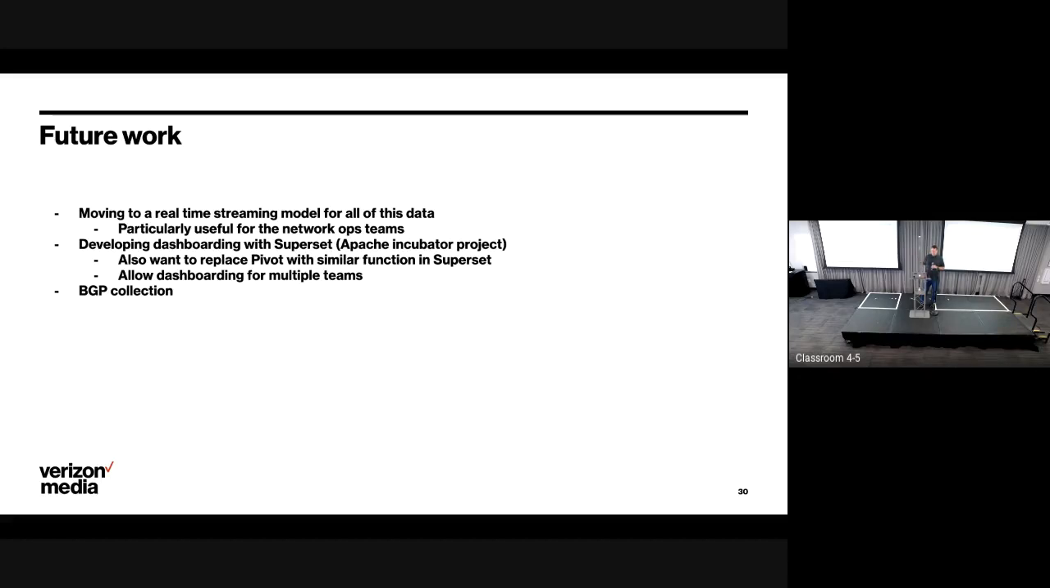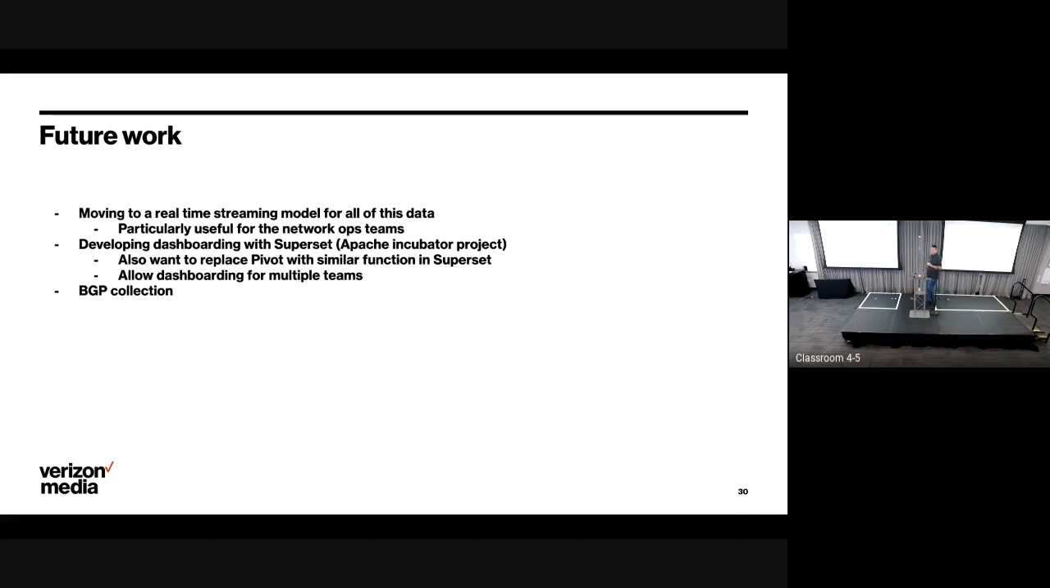Within probably a 5-minute period, if they know there's a networking problem, they can jump on the Druid cluster using Pivot and start digging into the data, finding out what the issue is. Which, like I said, is going to be very helpful for the network ops teams. They're really, really wanting this.